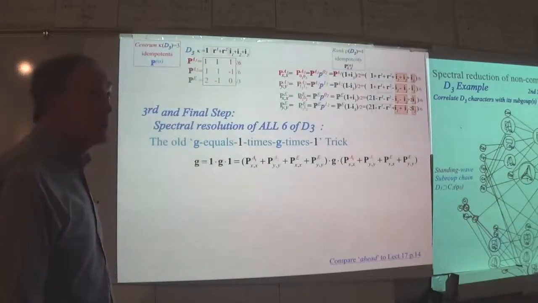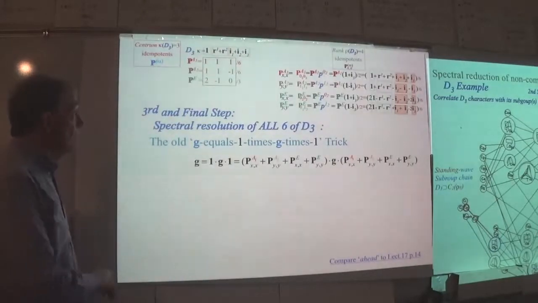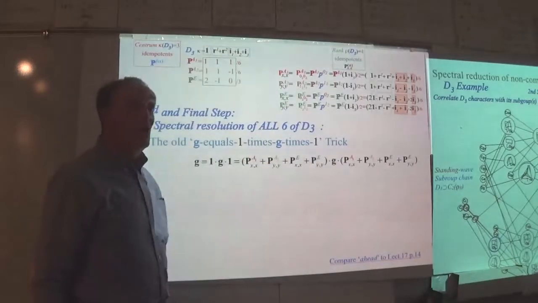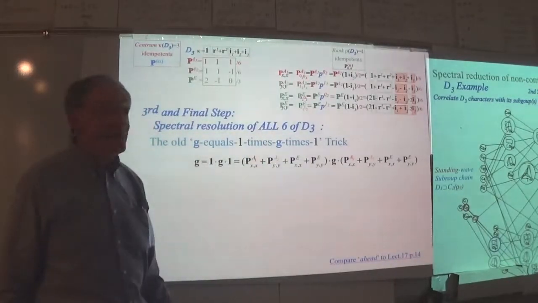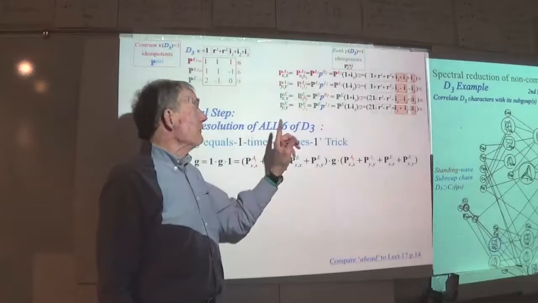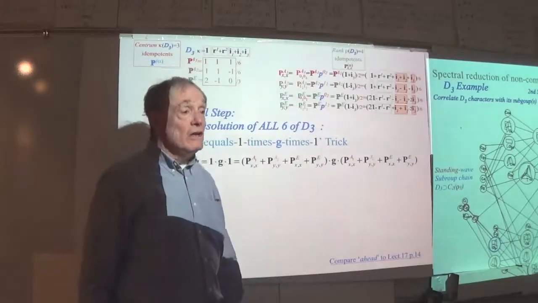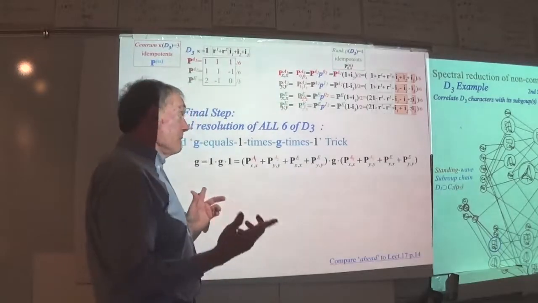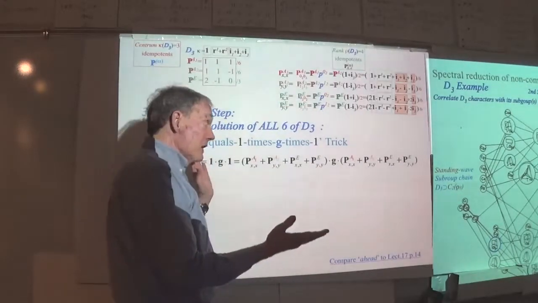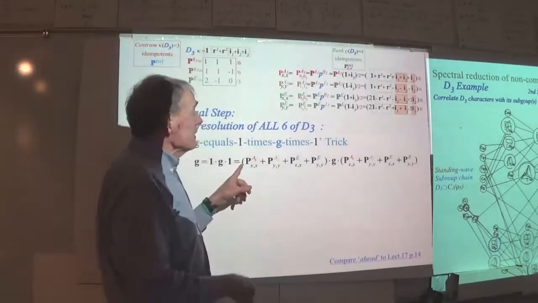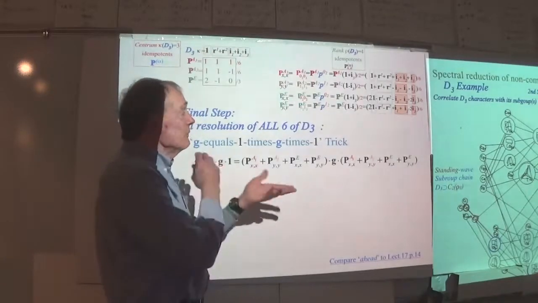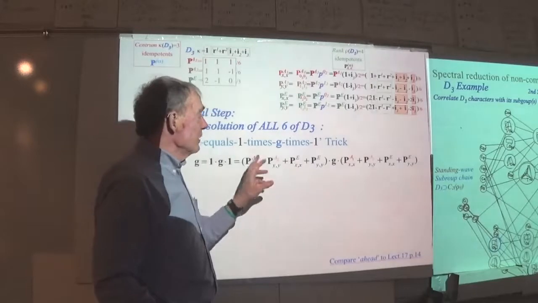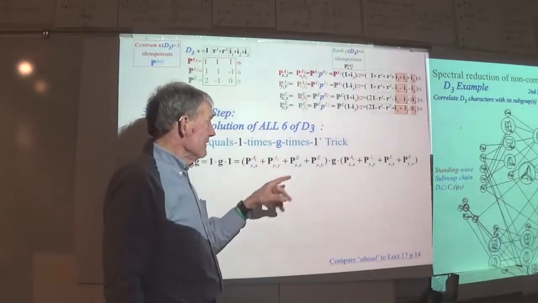Okay, third stage, and we've got time to do this, I think. Third stage is the spectral resolution of the whole shebang. All 6 of the D3 elements need to be expressed in terms of P operators of some kind. Now, they're not going to be idempotent. If I could write this thing as a sum of idempotents, idempotents commute with each other. These guys commute with each other, sort of.